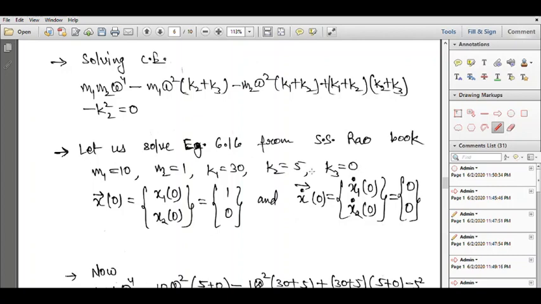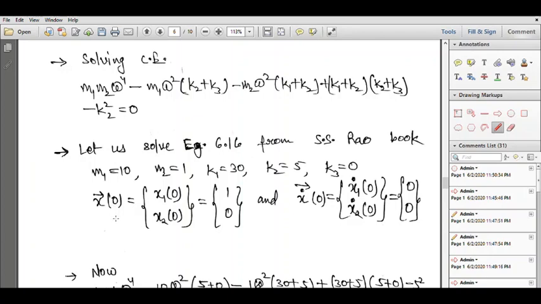If I'm taking the units to be Newton per mm, then K1 will be 30 Newton per mm, K2 is 5 Newton per mm, K3 is 0. So all are relative to each other. That's why they have not mentioned the units. Now they have mentioned some initial conditions also. So all these things are part of the same given data out of the same example 6.16.